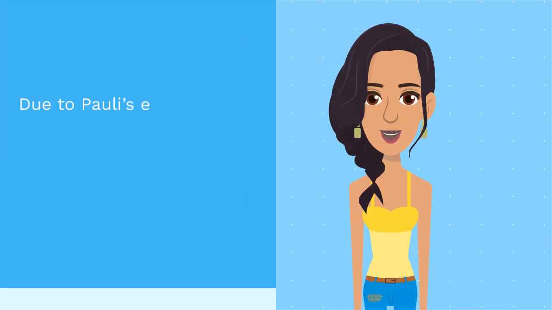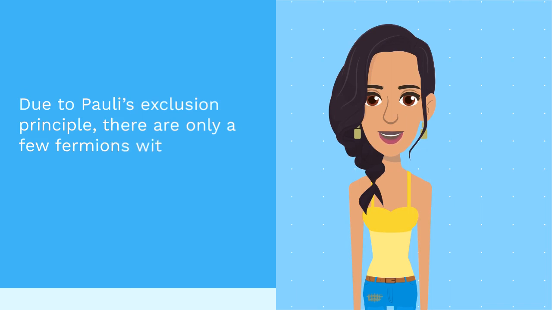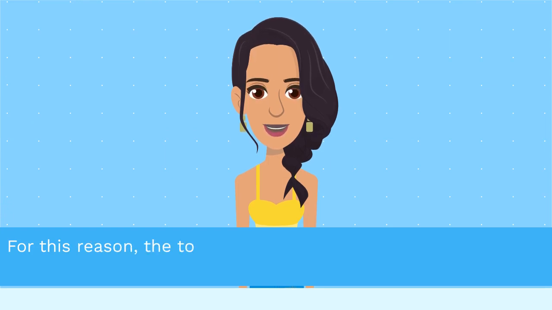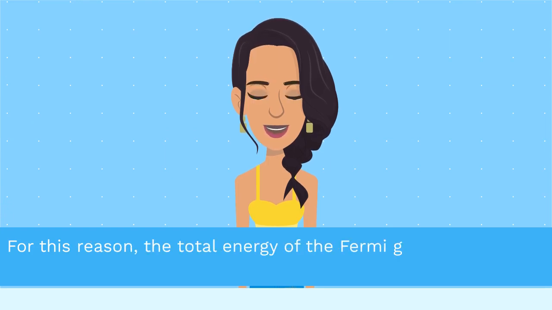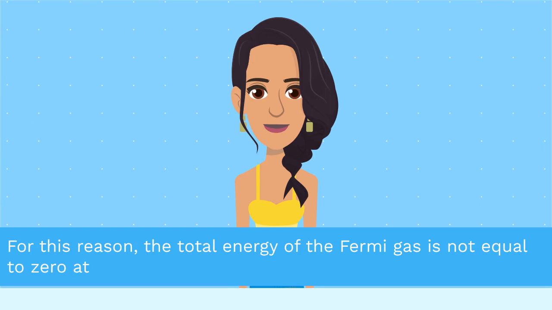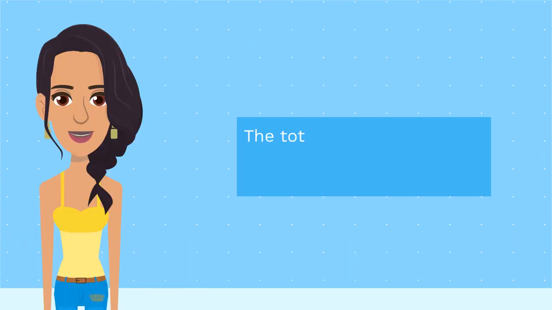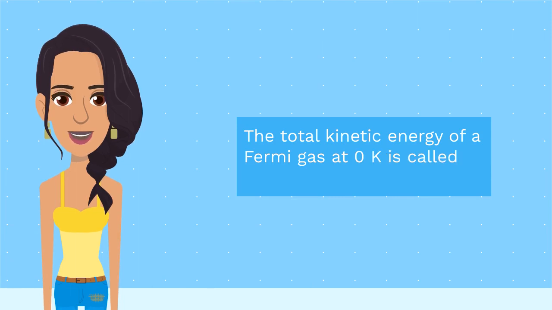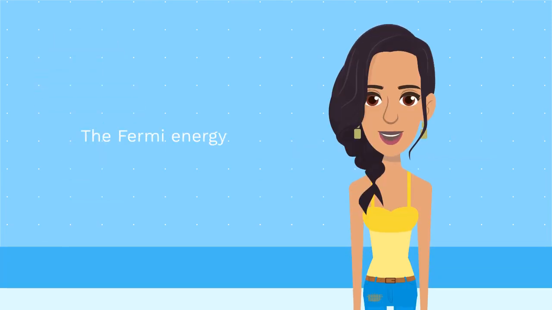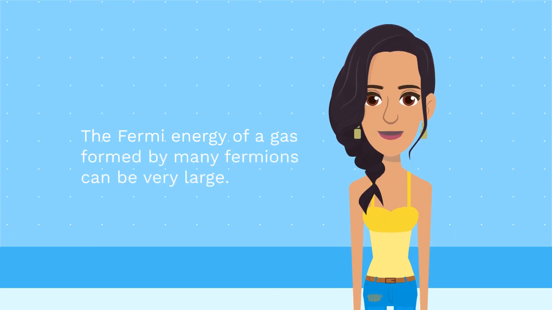Due to Pauli's exclusion principle, there are only a few fermions with the same kinetic energy in the Fermi gas. For this reason, the total energy of the Fermi gas is not equal to 0 at 0 K. The total kinetic energy of a Fermi gas at 0 K is called the Fermi energy. The Fermi energy of a gas formed by many fermions can be very large.